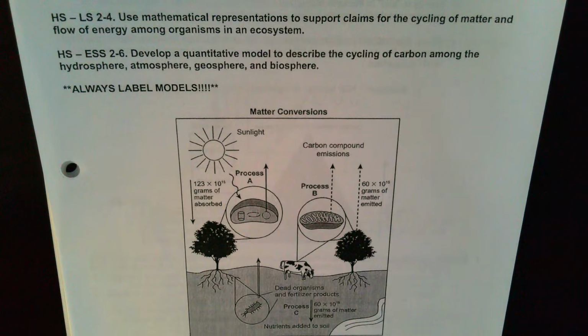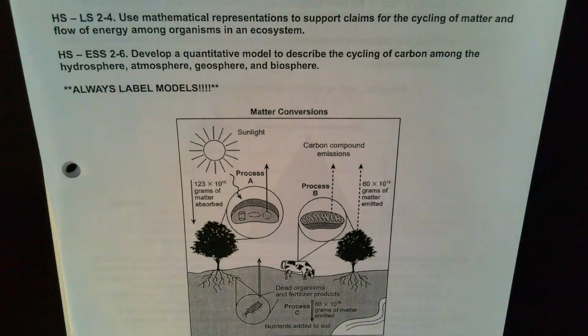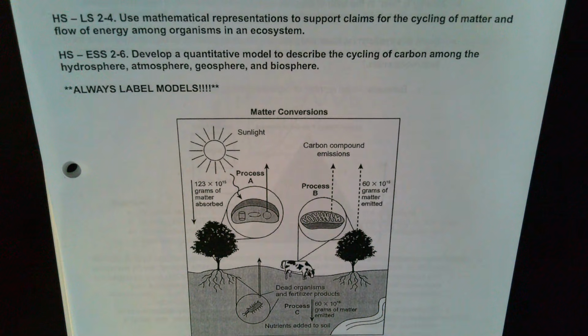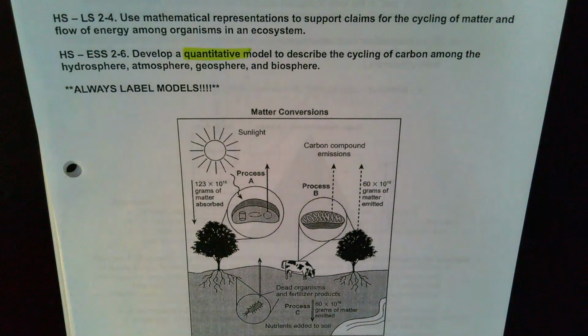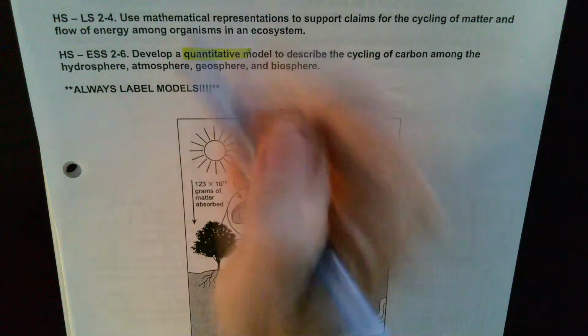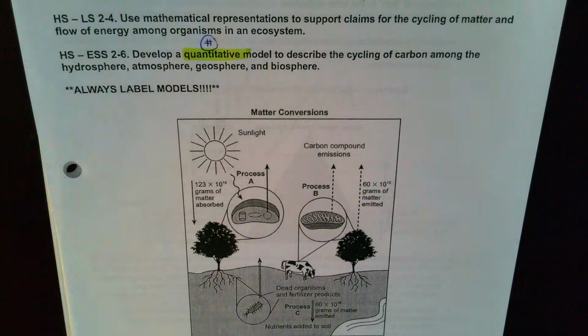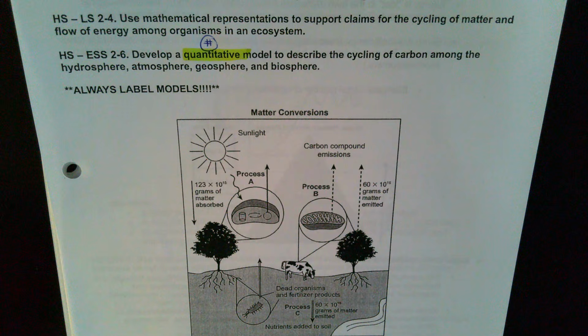Over here, we have two more models, just similar to what we already did. It says use mathematical representations to support claims. Mathematical, you know you need a number. Quantitative, we've been saying this the whole year, but if it ever says quantitative, you need some sort of number. Keep in mind on this test, and this was an issue with the June 2025 test, they needed quantitative data. And I know a lot of my students were looking for it on that page, which would make sense.